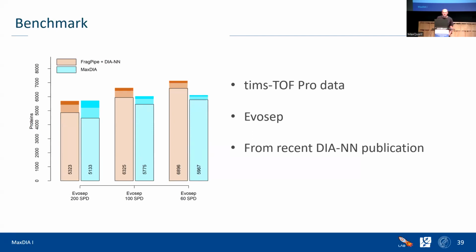And one more question: do you recommend turning match between runs on when you do the DIA analysis? No, in the DIA analysis it has no effect, because this is something that is only there for DDA. Okay, so it doesn't work.